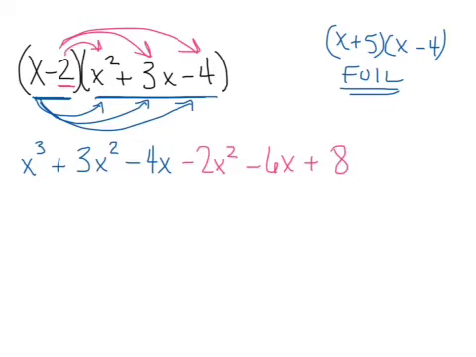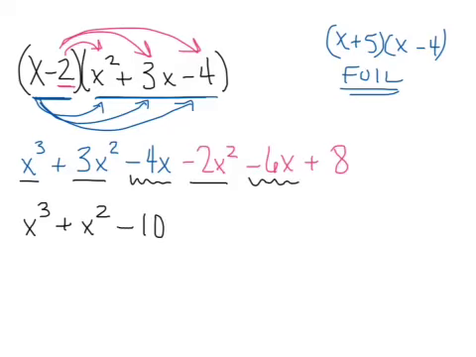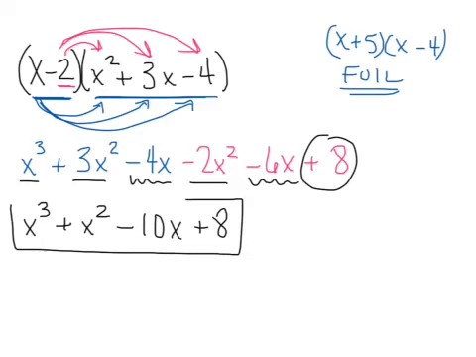And now, just like in adding or subtracting polynomials, we're going to combine like terms. There is no other x to the third term, so that stays by itself. 3x squared combines with negative 2x squared to give us positive x squared. Minus 4x minus 6x combines to give us minus 10x, and then we have positive 8. And that will be your final answer when multiplying these two polynomials together.